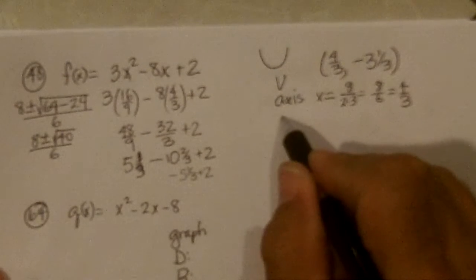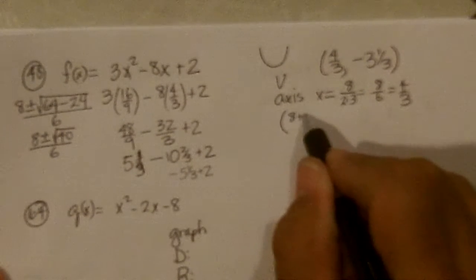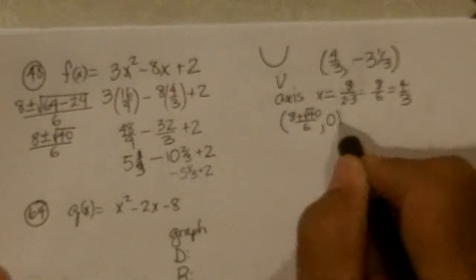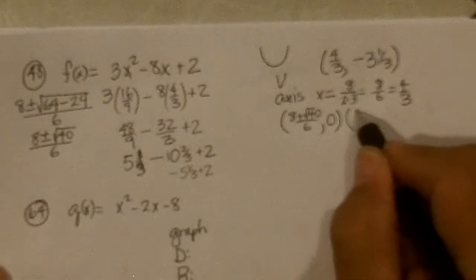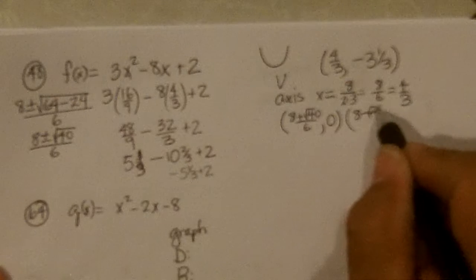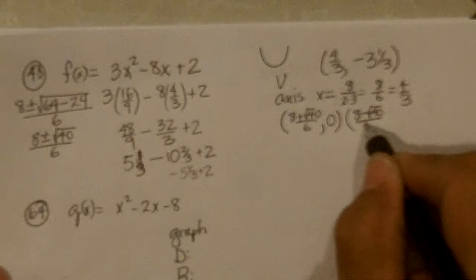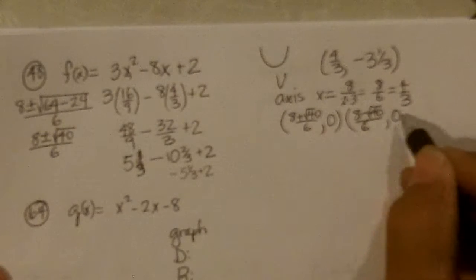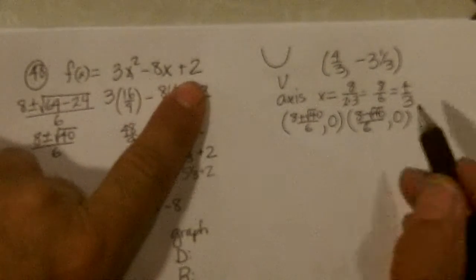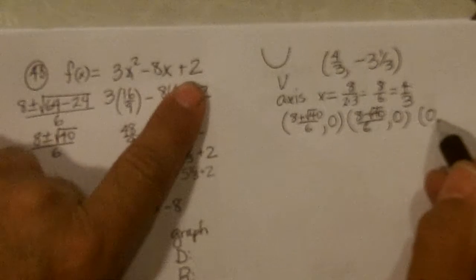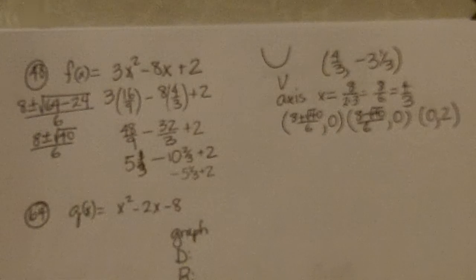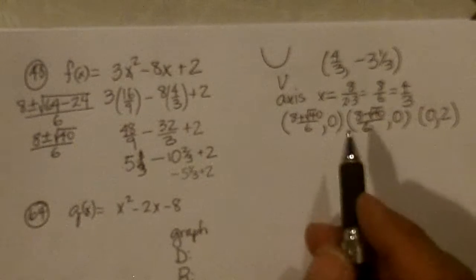So my x-intercepts are 8 plus the square root of 40 over 6, comma 0, and 8 minus the square root of 40, all over 6, comma 0. My y-intercept, if I put 0 in for the x's, I get 2. So 0 for the x's, I get 2 for the y. And then, what else did they want?